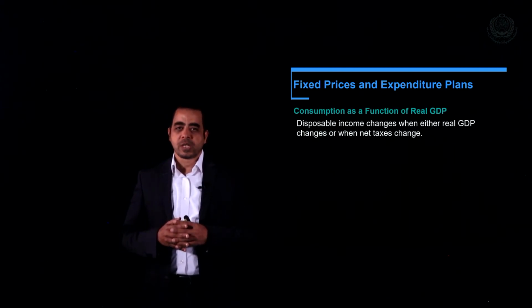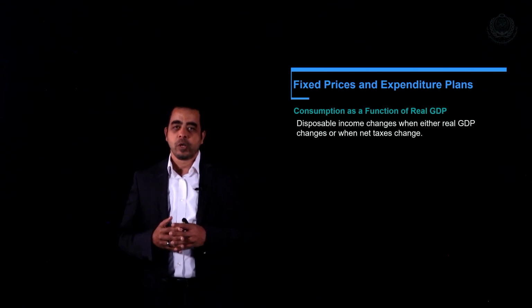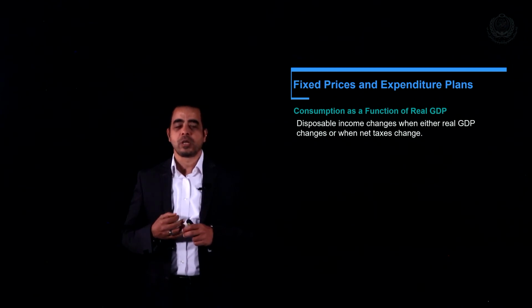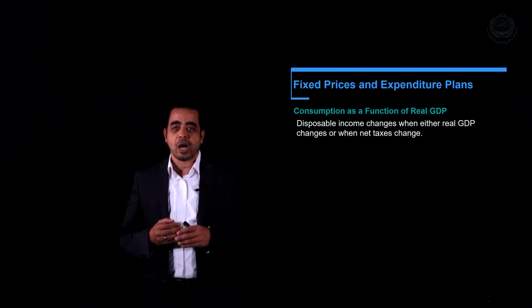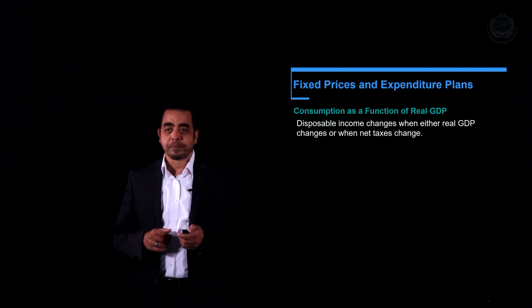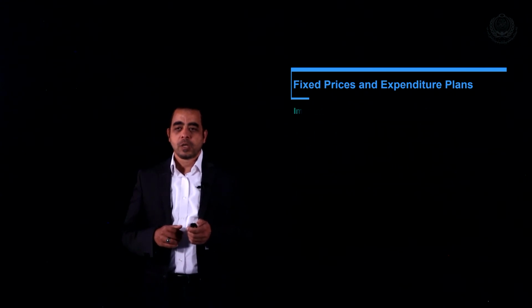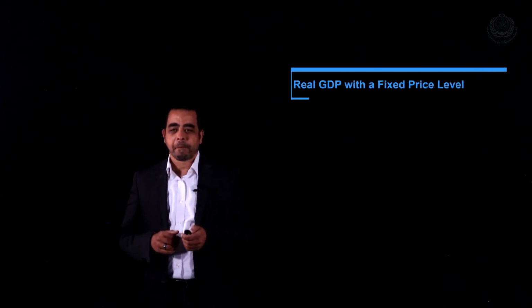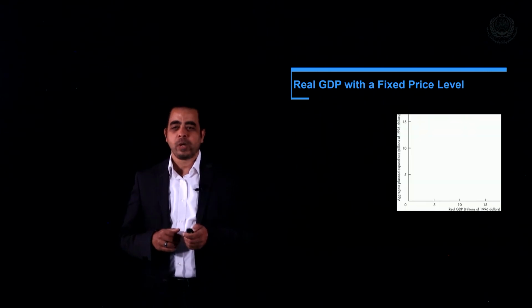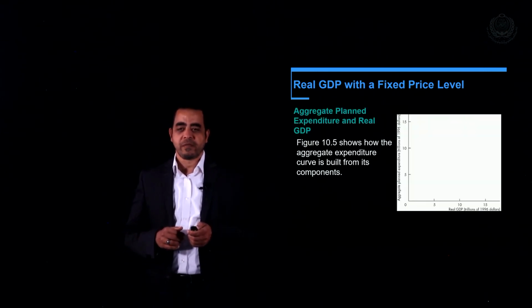Now guys, we are done with the consumption function. We are ready to look at the bigger picture, where we incorporate the other components of the aggregate expenditure, which are C, I, G, X minus M. We are already done with the C, and we are about to start talking about the rest of the components. So let's go to our graph and see how we're going to incorporate these factors.